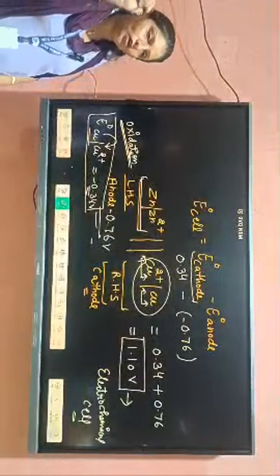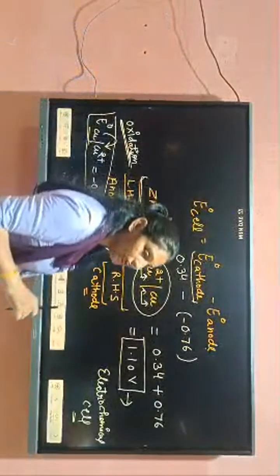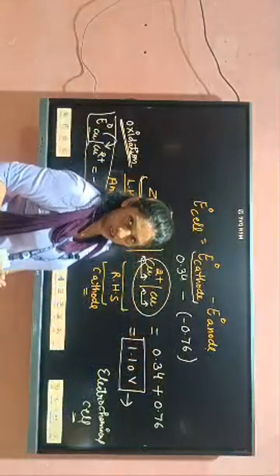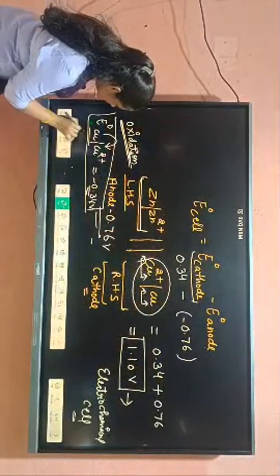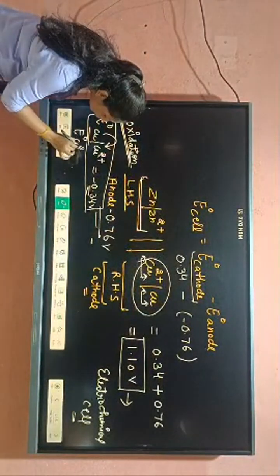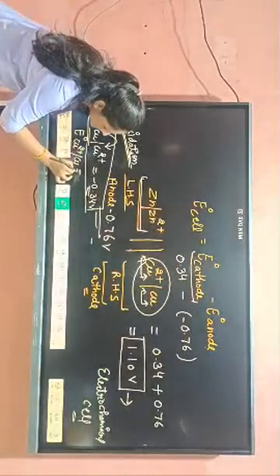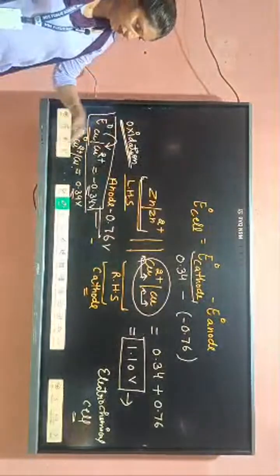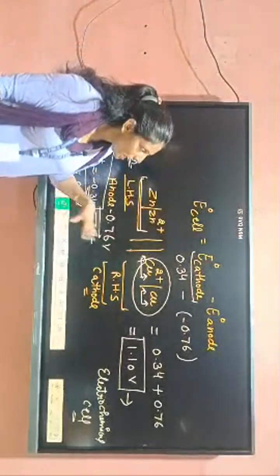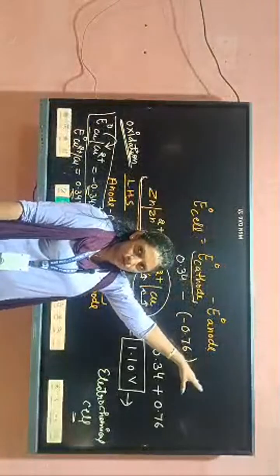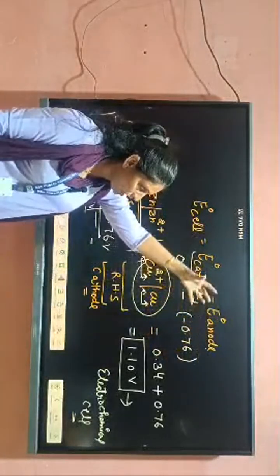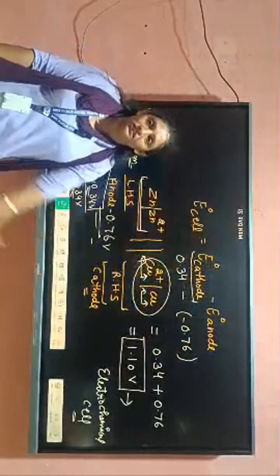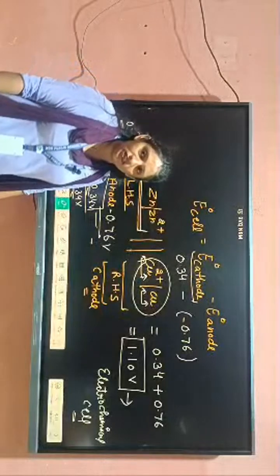But if you know the oxidation potential, then you can calculate the reduction potential also by changing the sign only. Then what will be the reduction potential? The reduction potential of Cu2 plus by Cu is equal to 0.34. Clear? In this way you can convert the value, and you will apply this formula, put the values, and after putting the values you can calculate the standard electrode potential of any cell given to you. This topic is clear to you?